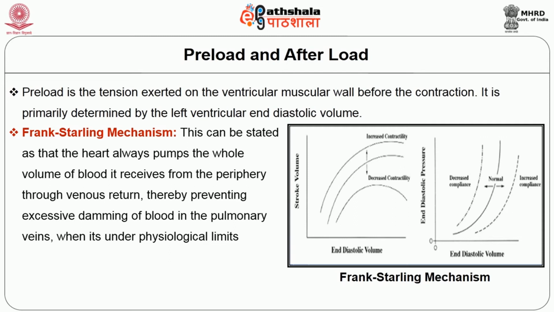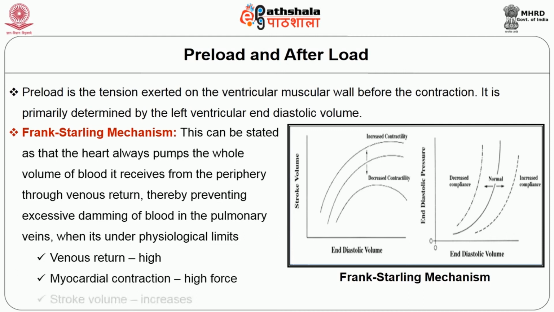This can be stated as that the heart always pumps the whole volume of blood it receives from the periphery through venous return, thereby preventing excessive damming of blood in the pulmonary veins when it is under physiological limits. So, when the venous return is high, myocardial contraction will also be more, so stroke volume increases. This is explained in the graph of the Frank-Starling mechanism. In the graph it is shown that when the end diastolic volume increases, stroke volume also increases.